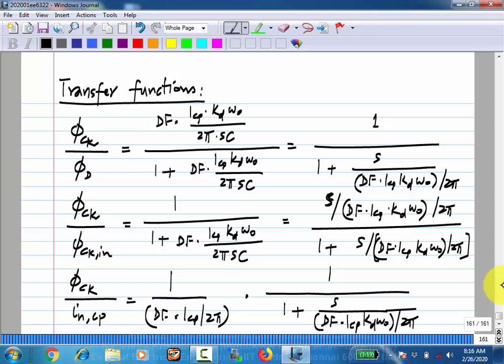What good are they? What do we calculate from these? What do you calculate normally using transfer functions? Why do we calculate transfer functions of anything? I mean, transfer function is output by input. The whole idea is for any input you can calculate the output. Now in this case, what does the input mean? Let's consider the first transfer function phi ck by phi d, for instance. Now this is of course in the S domain. How do we interpret this in the time domain?